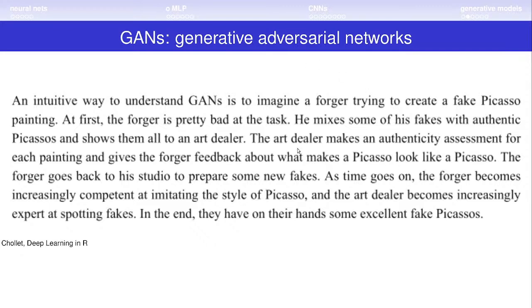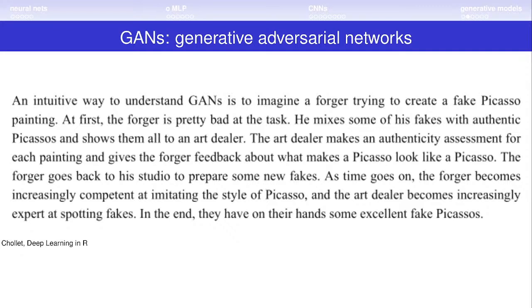I put here this passage from Chollet's book because I think that it explains very well how generative adversarial networks work. Let's suppose that we have a forger that is trying to create fake Picasso paintings. At first, the forger is pretty bad at the task. He mixes some of his fakes with authentic Picassos and shows them all to an art dealer. The art dealer makes an authenticity assessment for each painting and gives the forger feedback about what makes a Picasso look like a Picasso. The forger goes back to his studio and prepares some new fakes.